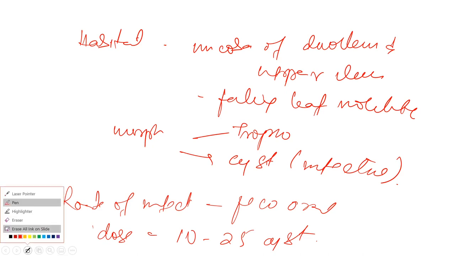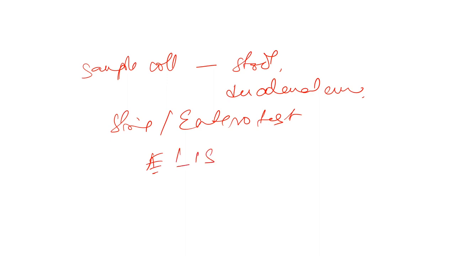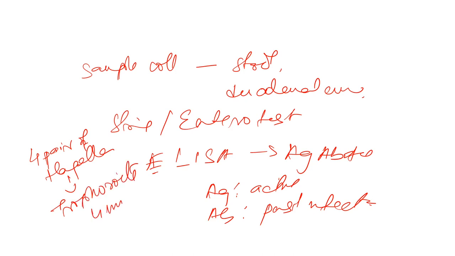Then we studied lab diagnosis. Sample collection is stool and duodenal contents. Then we do string or entero test. We also do ELISA test, that is antigen antibody test. If antigen is present, that means active infection, and if antibodies are present, that means past infection. So this is all about Giardia. And in case of morphology, we studied 4 pairs of flagella in case of trophozoite, and 4 nuclei in case of the cyst form. So we are done with Giardia.